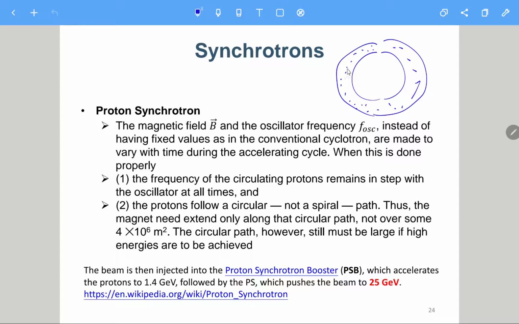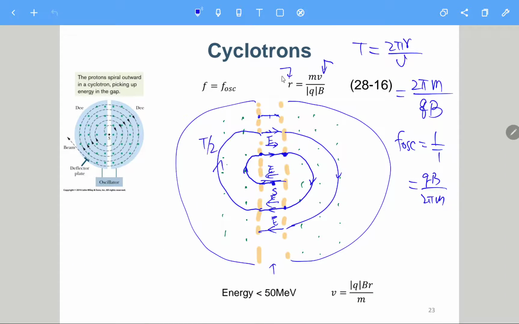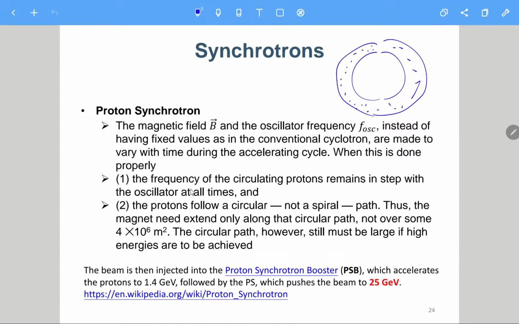We only control the B field, so that we maintain R to be constant, because as long as V becomes larger, then B also needs to become larger, because m and q don't change. So as long as V is larger, we need to increase B to keep R constant. Otherwise, it may collide with the ring.